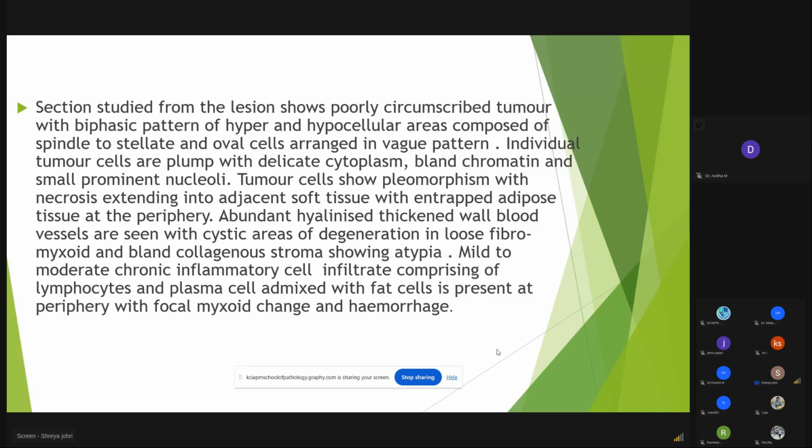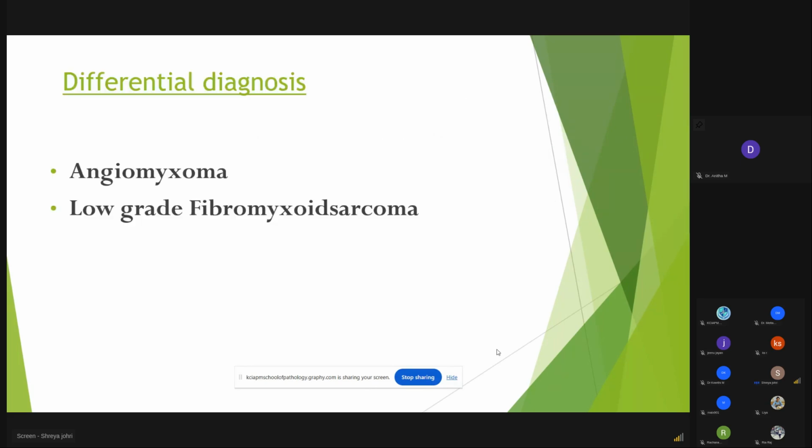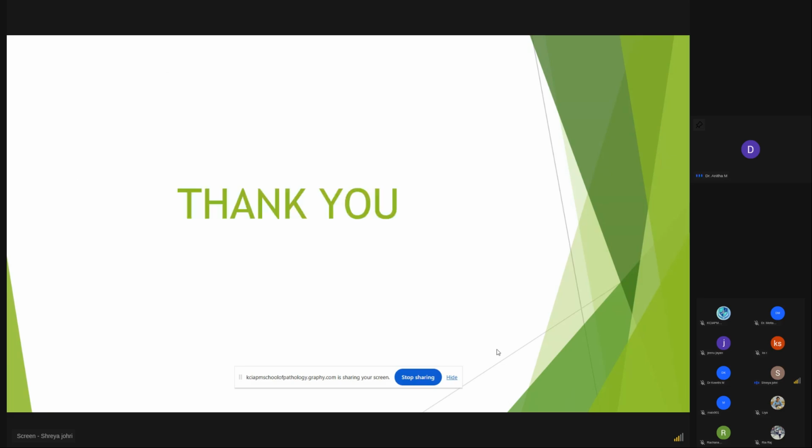thickened-wall blood vessels are seen with cystic areas of degeneration and loose fibromyxoid, bland collagenous stroma. Mild to moderate chronic inflammatory cells, comprising lymphocytes and plasma cells admixed with fat cells, are present at the periphery with focal myxoid change and a hemorrhagic background. My differential diagnosis is more towards angiomyxoma, and one more differential is low-grade fibromyxoid sarcoma. Thank you.